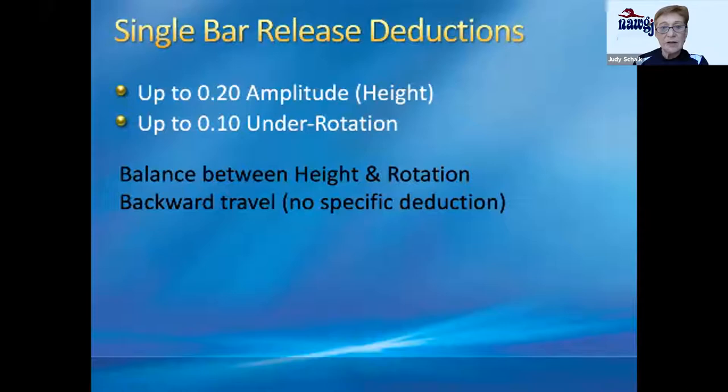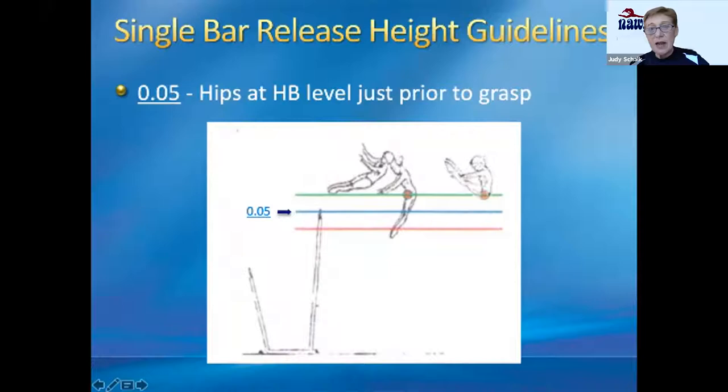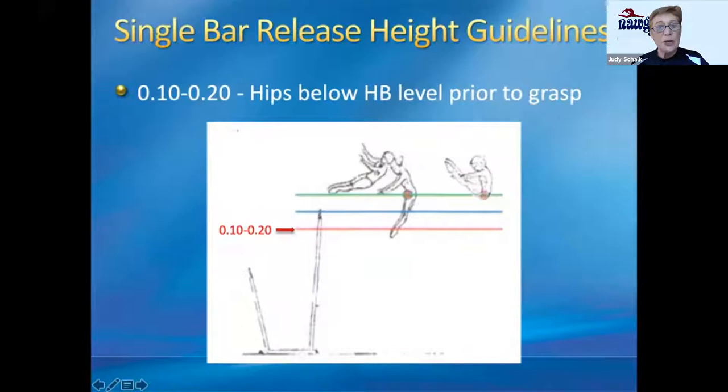Let's look at our guidelines for height. There's no deduction if the hips are above the high bar height just prior to regrasp. If the hips are at high bar height, that's this blue line here, it's a flat 0.05 deduction. And if their hips are below high bar height just prior to regrasp, it's a 1/10 to 2/10 deduction.